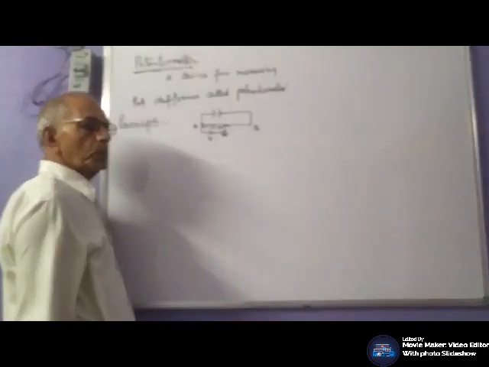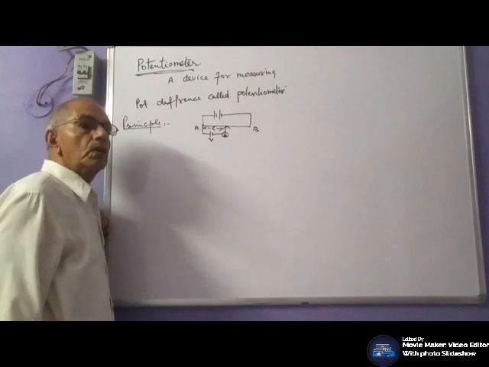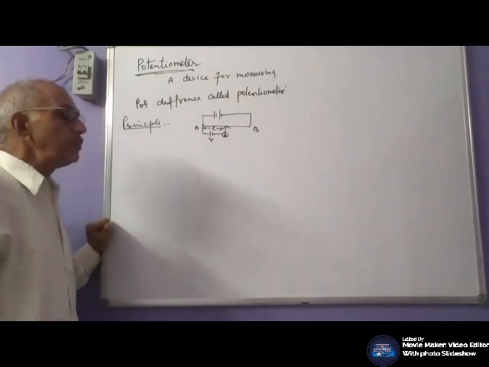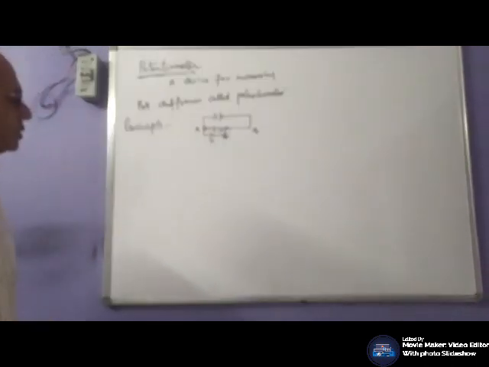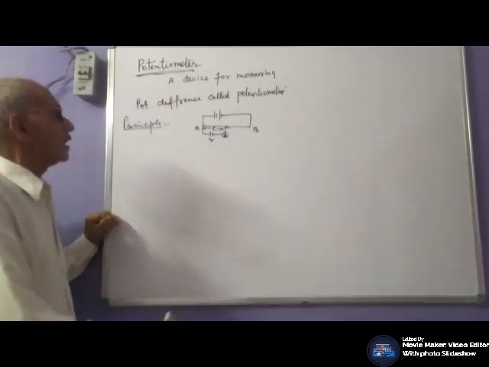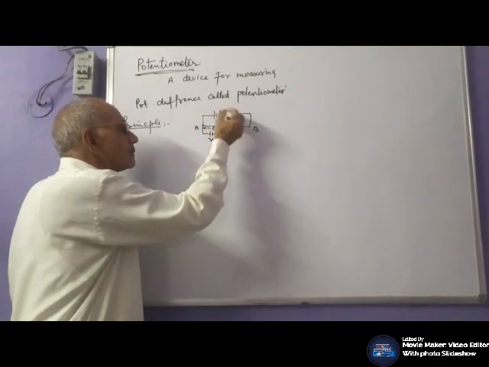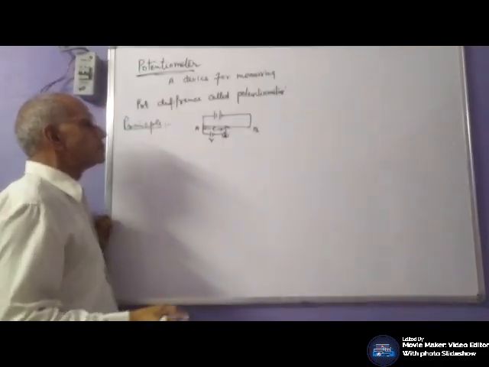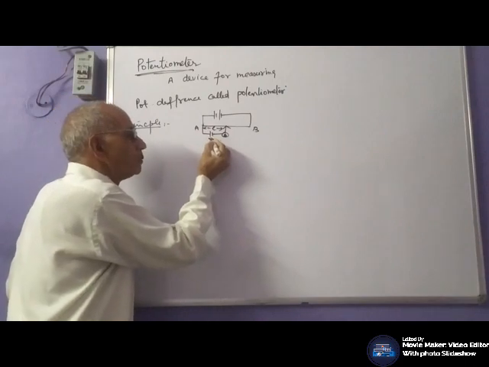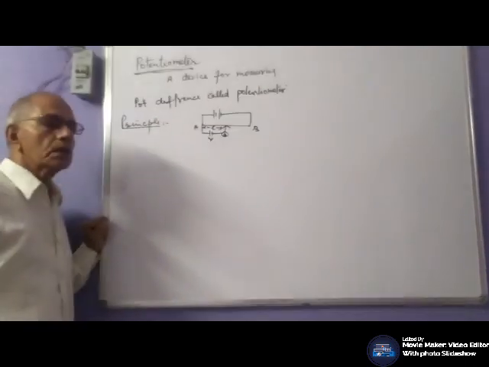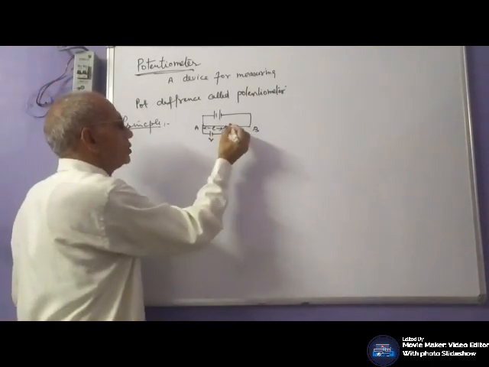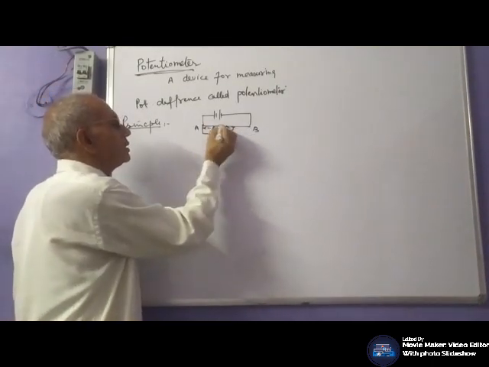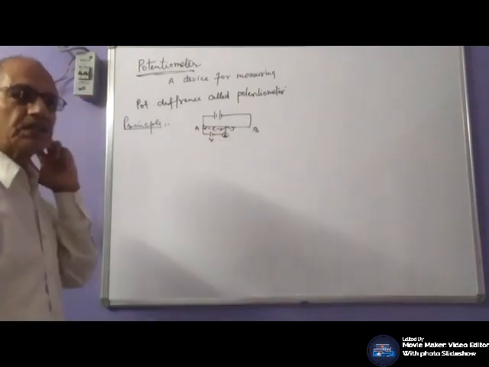Potentiometer we represent by this line AB, 100 centimeter long. The wire is actually minimum 400 centimeter long, because 4 wires are connected in series. This is the driver's cell. It drives current in the circuit. This is another cell, galvanometer, jockey. So this distance is the balancing length.